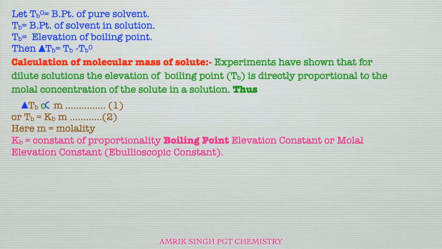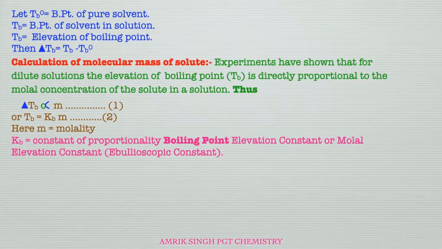That is, ΔTb is directly proportional to molality. To eliminate the proportionality, we have to introduce a constant, that is Kb. ΔTb will be equal to Kb into m. Here m is equal to molality. Kb is the constant of proportionality, called the boiling point elevation constant, or molal elevation constant, or ebullioscopic constant.